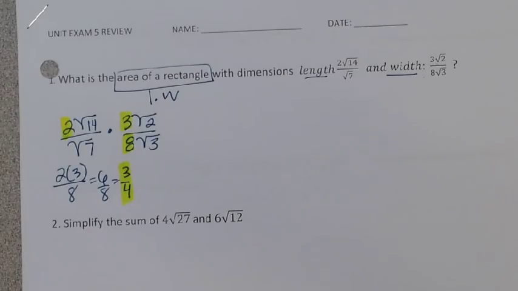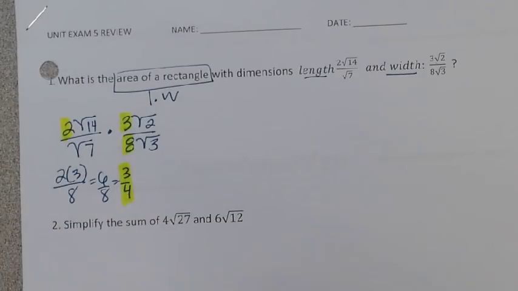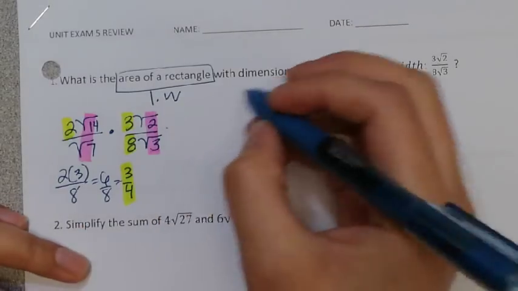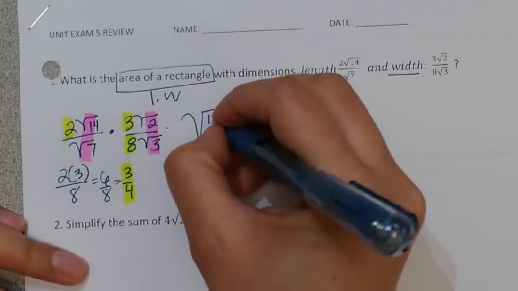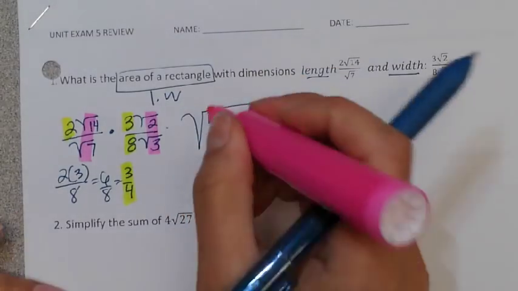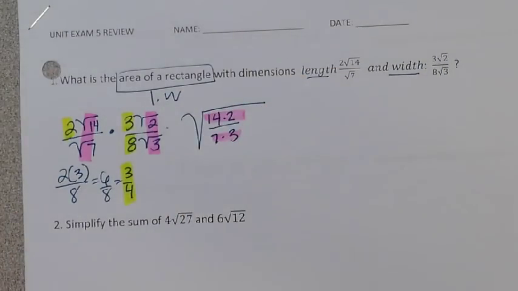Alright, so from here, now I take the radicals, that and that. Because everything is multiplied and divided together, I can move them into the same radical. So all that becomes 14 times 2 over 7 times 3. That's still the pink part.